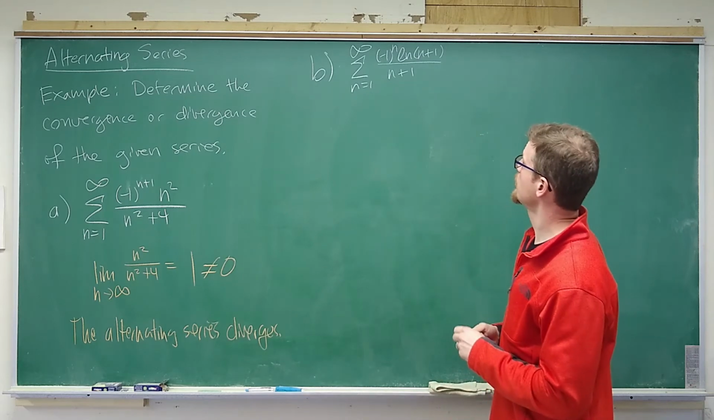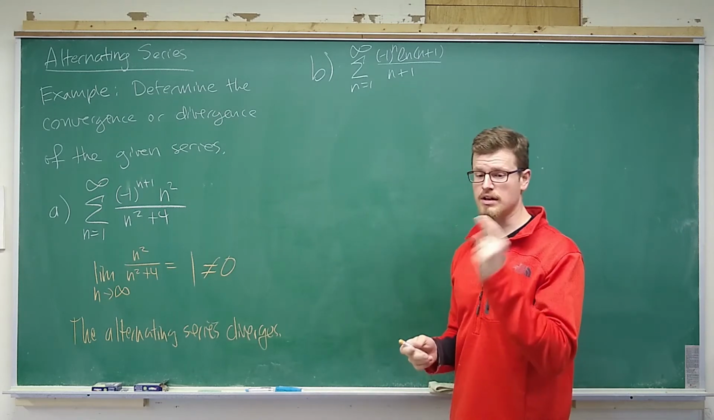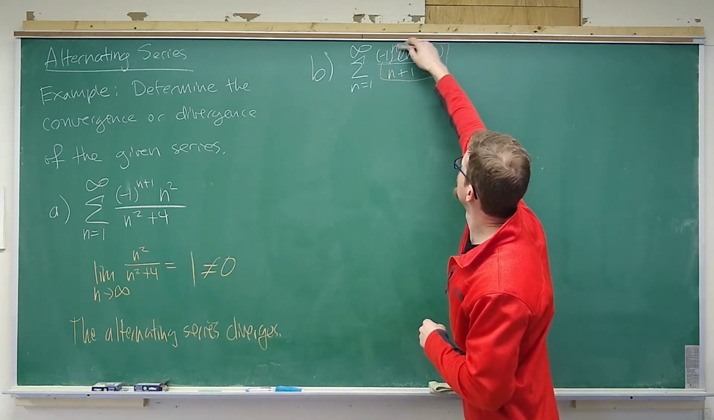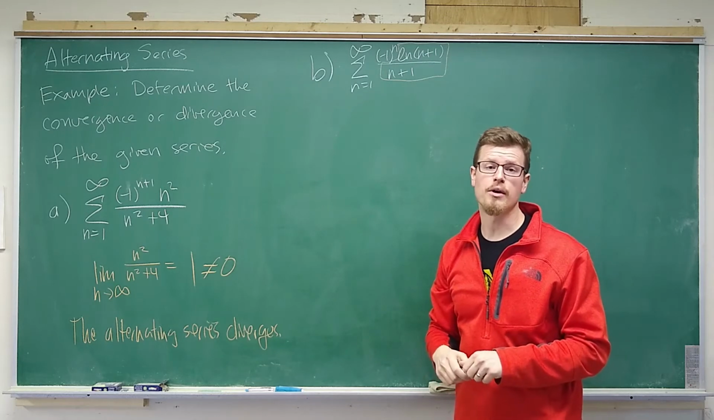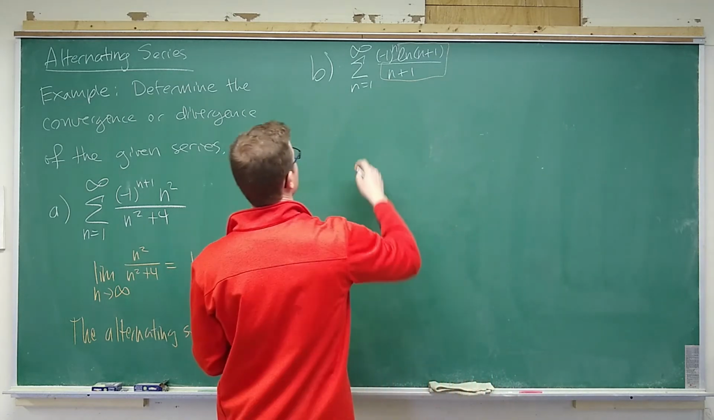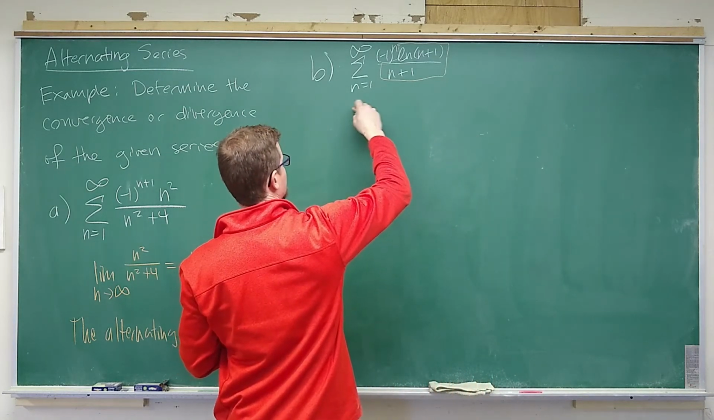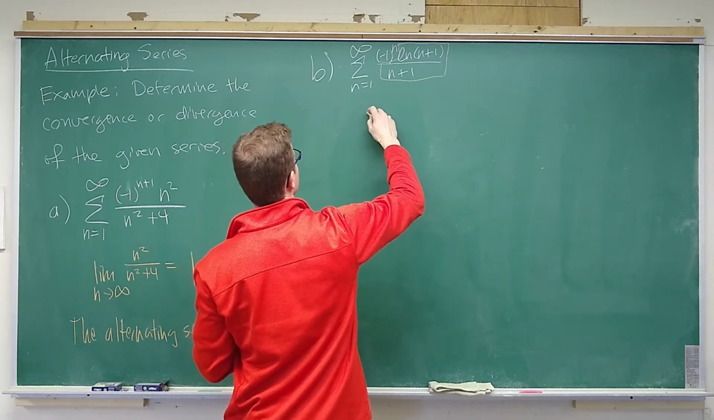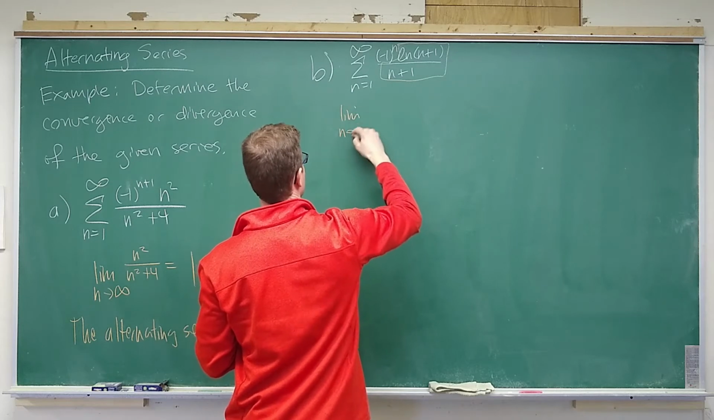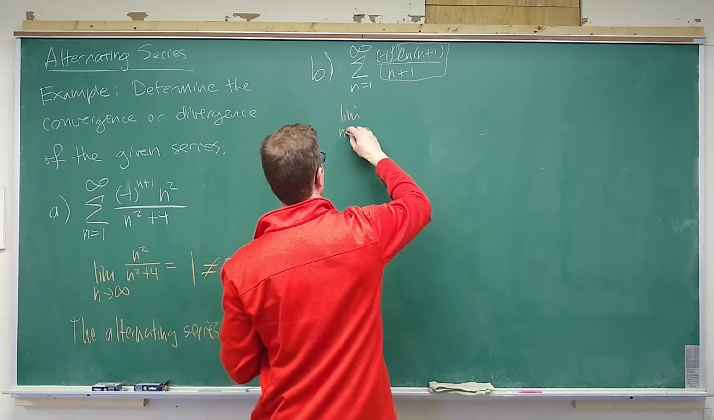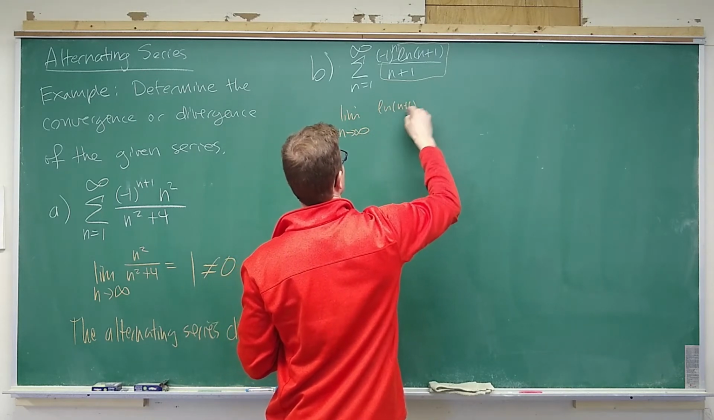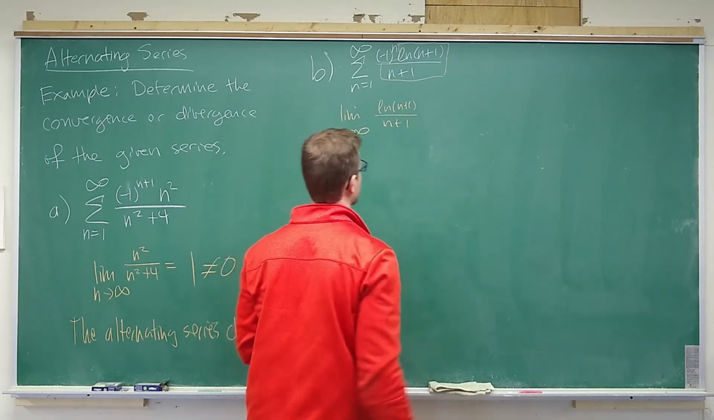So for our second example, we need to check the same things, that the positive portion of our terms, this portion, we need to make sure that actually goes to 0, and then we also need to make sure that it is eventually decreasing. All right. So we have the sum here we go. Limit as n goes to infinity of the natural log of n plus 1 divided by n plus 1.